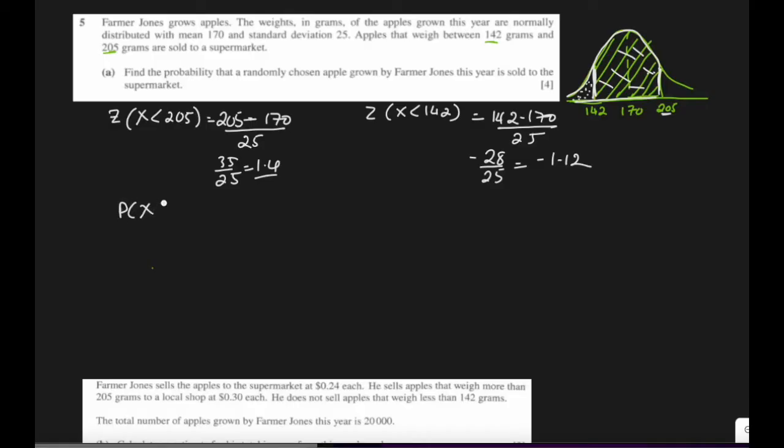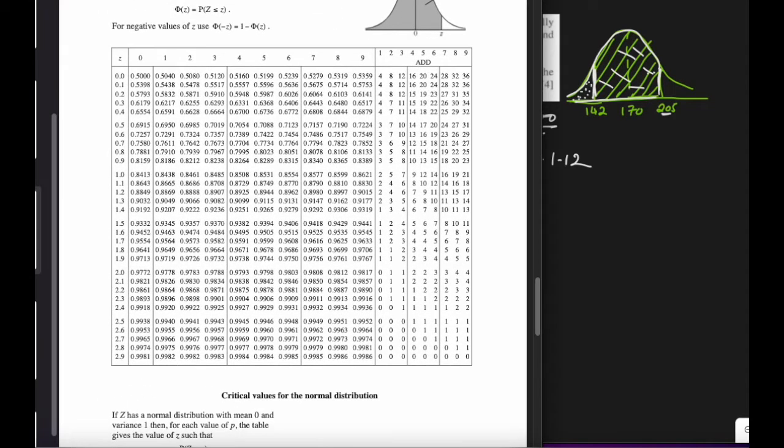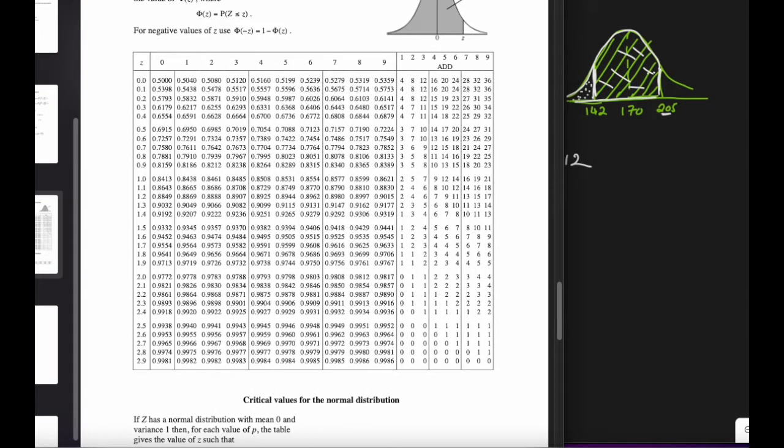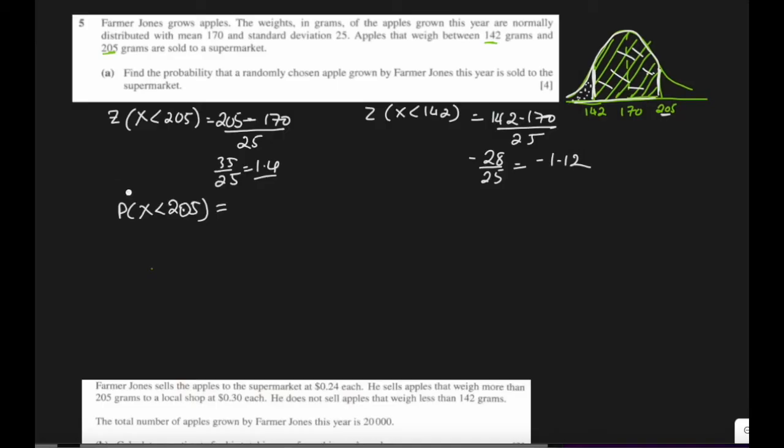Probability that x is less than 205. 205 is for z, and for z we need the table. Let's look at the table. And it was 1.4. So 1.4 is here, 0.9192. This is the probability for x less than 205, 0.9192.